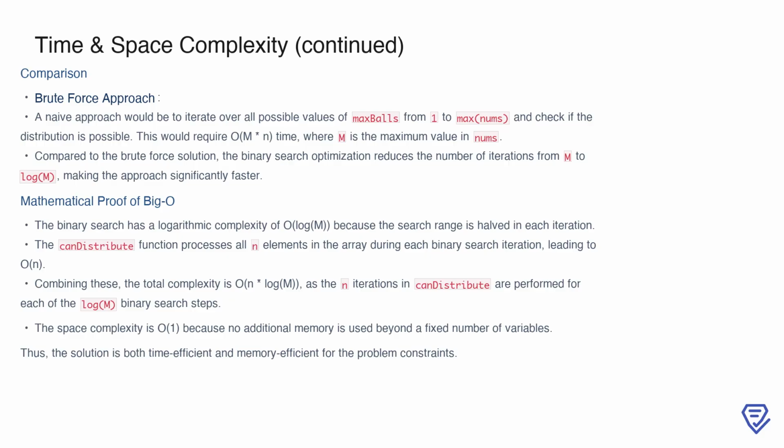Mathematically, the binary search achieves logarithmic complexity, O(log m), by halving the search range at each step. The canDistribute function processes all n elements of the array during every binary search iteration, which contributes O(n). Combining these, the total time complexity becomes O(n log m).